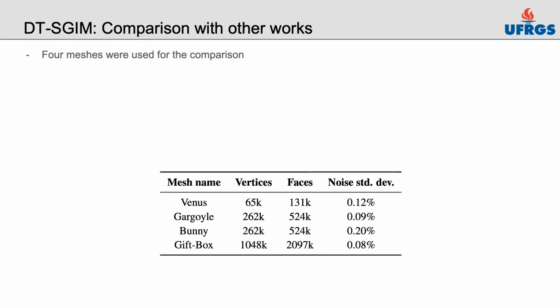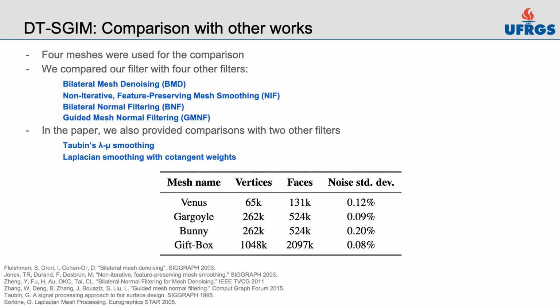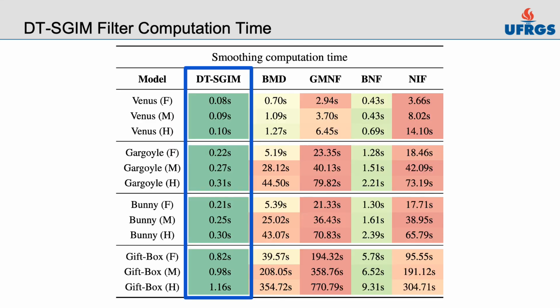Our filter was compared with other works. We used 4 meshes for the comparison, whose details are shown in this table. Our filter was compared with 4 other filters: the bilateral mesh denoising, the non-iterative feature preserving mesh smoothing, the bilateral normal filtering, and the guided mesh normal filtering. In the paper, we also provided comparisons with 2 other filters, the Taubin's lambda smoothing and the Laplacian smoothing with cotangent weights. This table shows the total computation time of each filter.